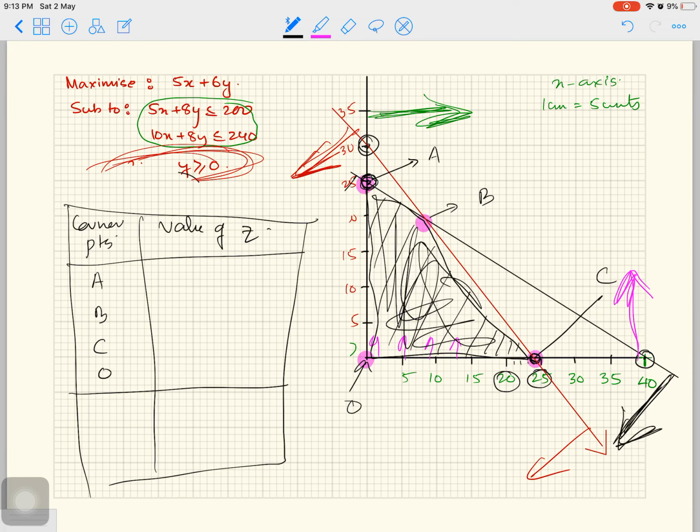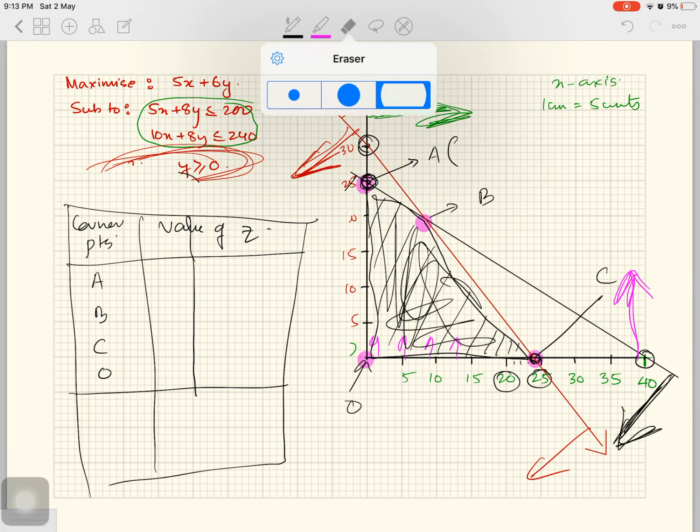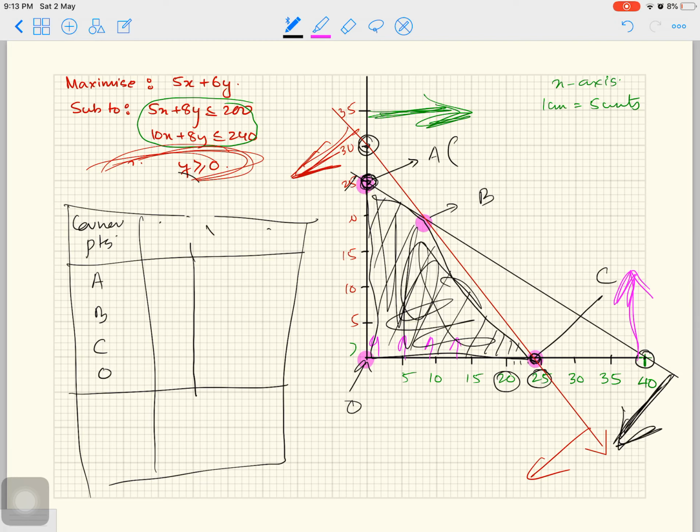What is the value of Z? So what is A? A is, by the way, let me write here, the value of Z here. Okay, the point. So A, what is A? A is here, I suppose that's 0, 25.